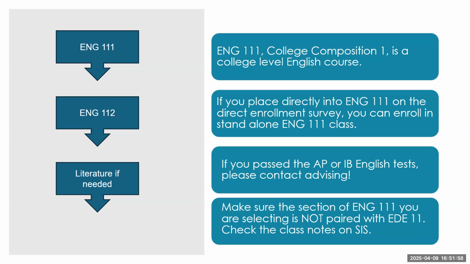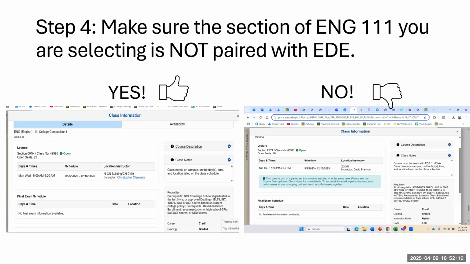EDE 11 is a support class that goes alongside some sections of English 111 to provide students extra support. However, if you've placed in the standalone English 111 class, you do not need EDE 11. So here's an example of one section that is good for English 111 as a standalone course and another section that is paired with EDE 11. This first section we see here in the requisites does not say that it is paired with EDE 11, so that would be a great course for you to take.